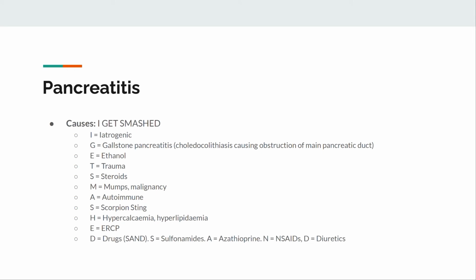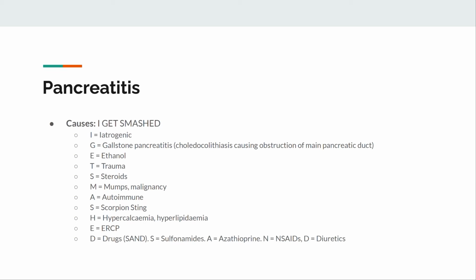Pancreatitis is an acute inflammation of the pancreas, which is incredibly painful and can be life-threatening. And the causes of it, which you'll know by third year, but you don't need to know now. But I just wrote it so many times that I remember it. I get smashed. I for iatrogenic, so some people just get pancreatitis and we can't figure out why. Gallstones.